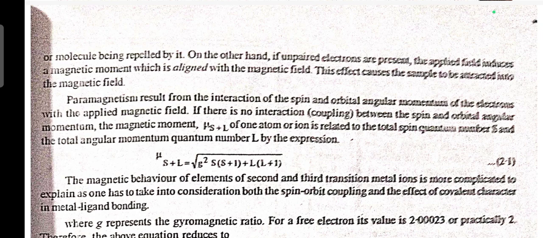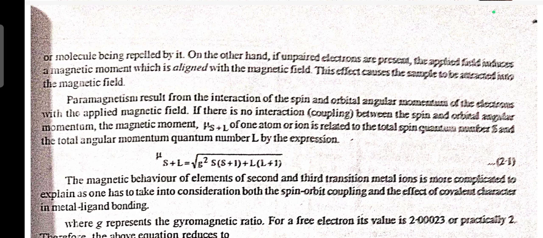If there is no interaction between the spin and orbital angular momentum, the magnetic moment, spin plus angular, of one atom or ion is related to the total spin quantum number S and total angular momentum quantum number L by the expression mu S+L equals under root g squared S(S+1) plus L(L+1).